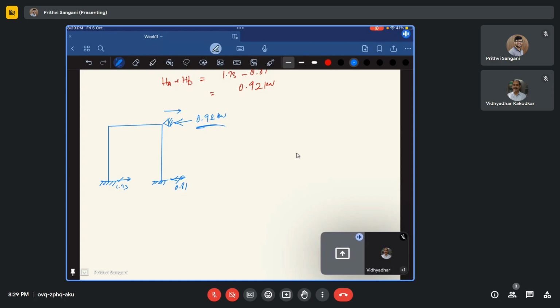Okay. So how do we apply that force of 0.92 in this direction? Again, we'll use the same trick which we have used earlier. We have the frame, something like this. If you are applying a horizontal force of 0.92 kilonewton in this direction, the right side direction, what happens? It will sway to the right, right? So when it is swaying to the right, this will sway something like this.